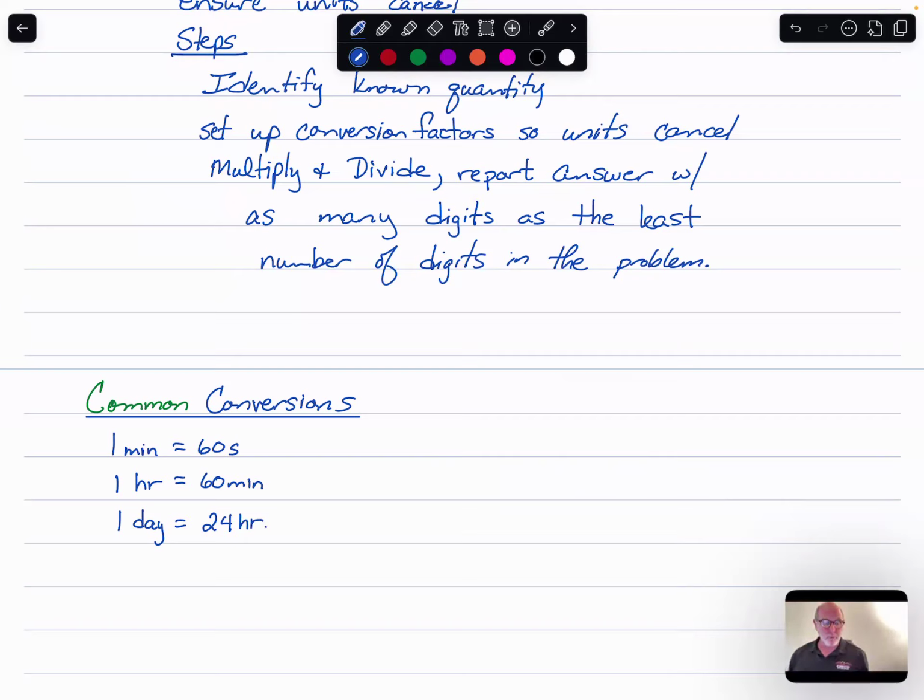And then we have common metric system ones as well. And these are all fairly common. 1 kilometer, we went over these in class. 1 kilometer is 1,000 meters. 1 meter has 100 centimeters. 1 kilogram has 1,000 grams. And 1 gram has 1,000 milligrams.